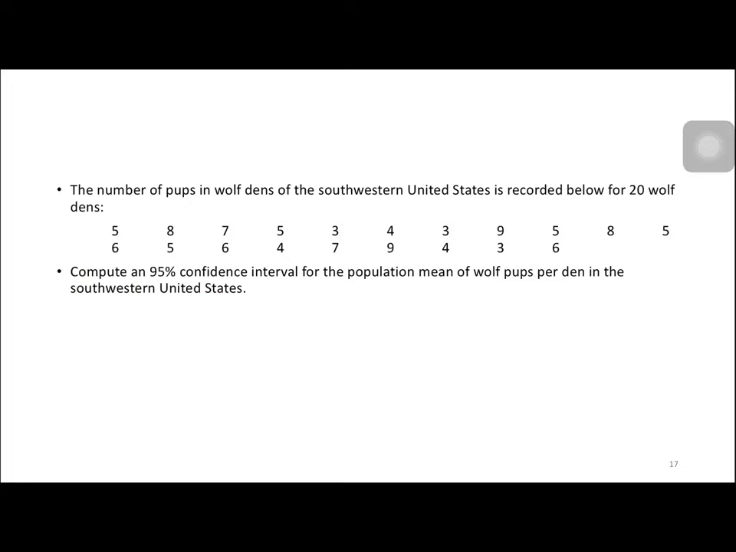Okay, so another example. The number of pups in wolf dens in the southwestern United States is recorded below for 20 wolf dens. Again, we have 20. 1, 2, 3, 4, 5, 6, 7, 8, 9, 10. Okay? So what we need is to compute for 95% confidence interval for the population mean of wolf pups per den in the southwestern United States. Okay? So we are not given the mean and the standard deviation. So we still need to compute for that. We have here, okay, this 20, this is small sample. Okay? So, for our x bar and sigma, let us compute for that.